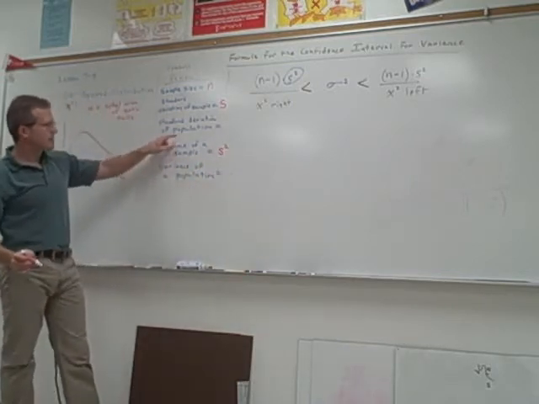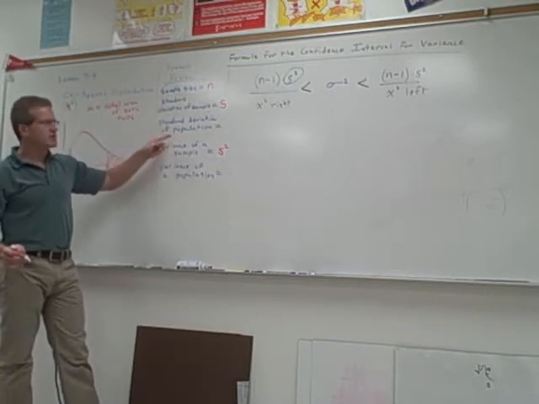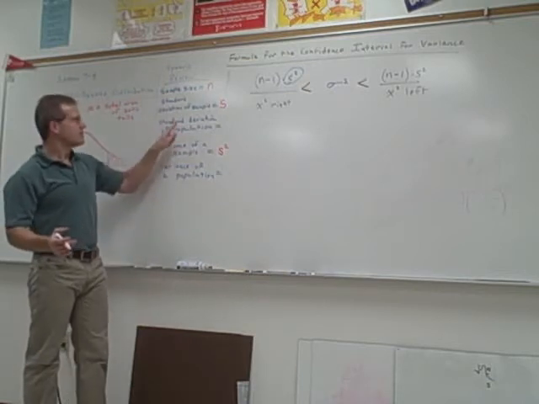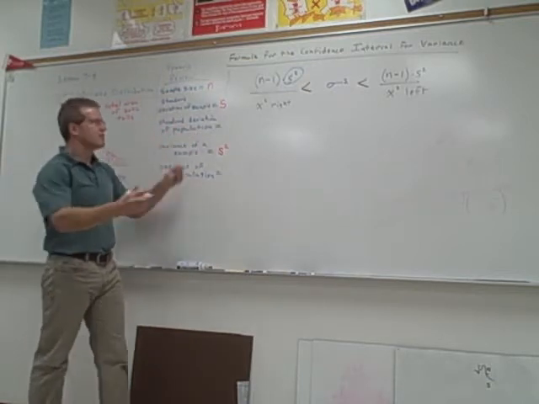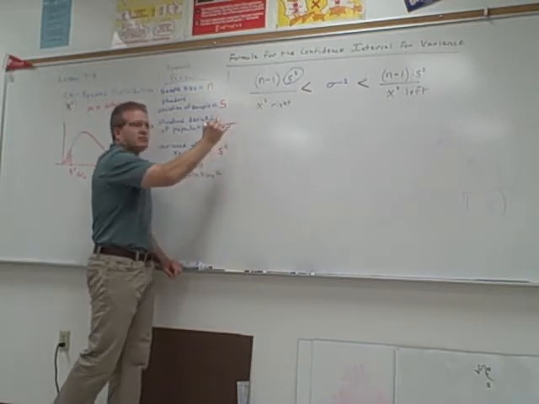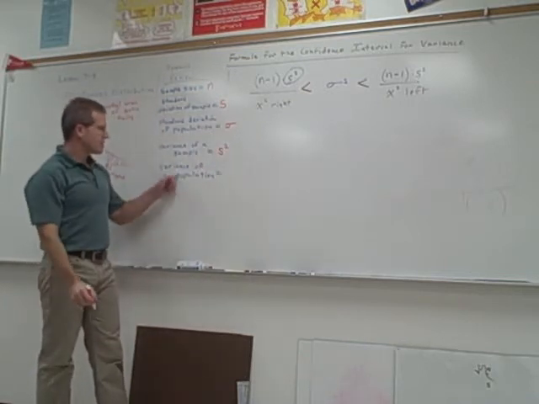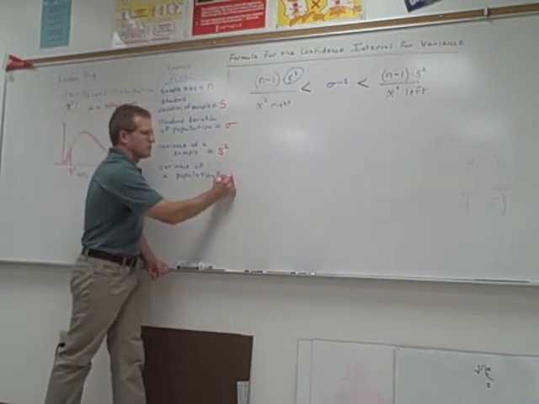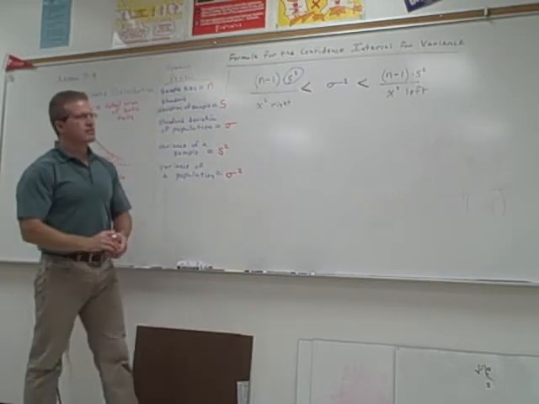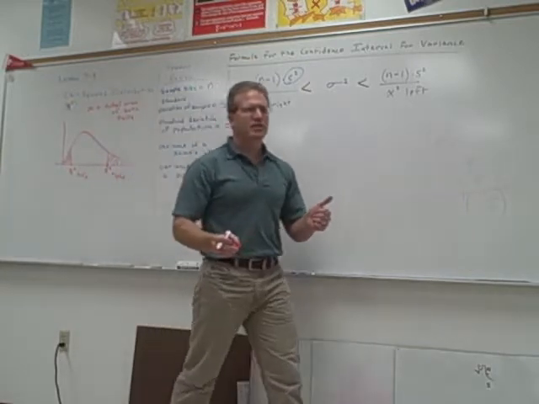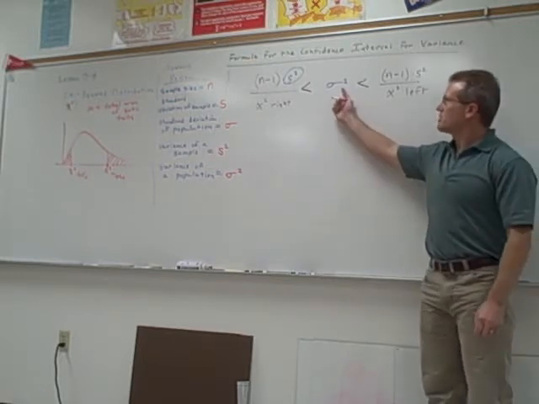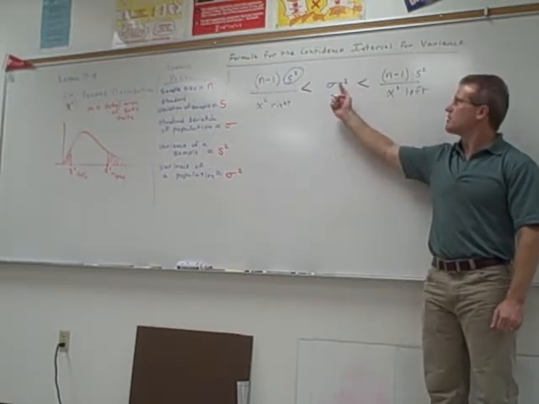Now, the last two things I have are population measurements. They're parameters. So we use Greek letters for parameters. Standard deviation of a population. Anyone know what that Greek letter is called? It's called sigma, lowercase sigma. Variance of a population would be what? Sigma squared. So what we're going to be trying to do, instead of trying to predict a population mean or a population proportion, we're going to be trying to predict a population variance or a population standard deviation.